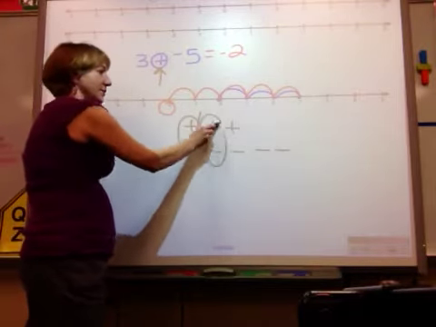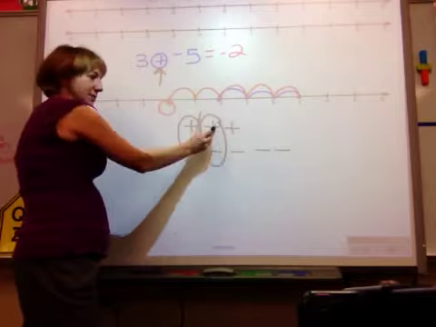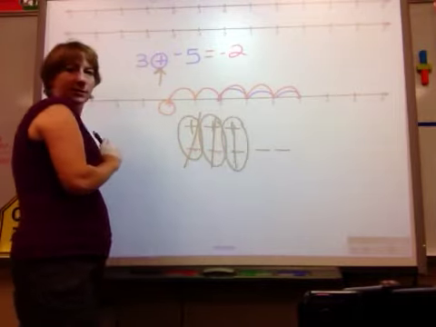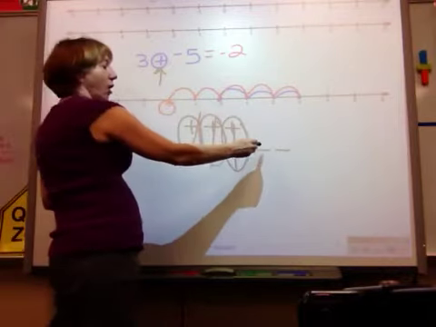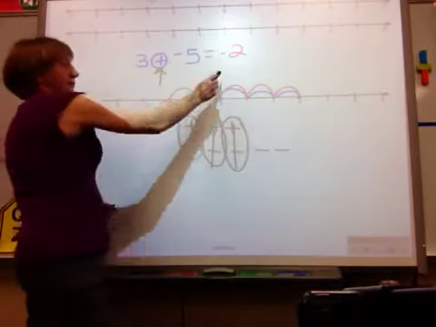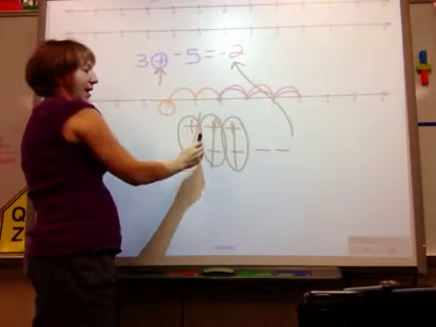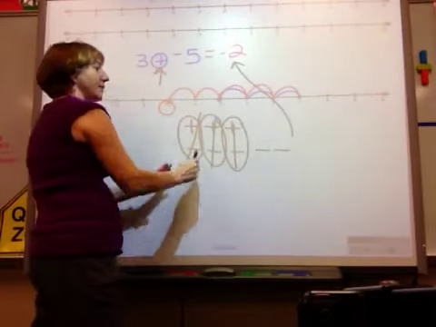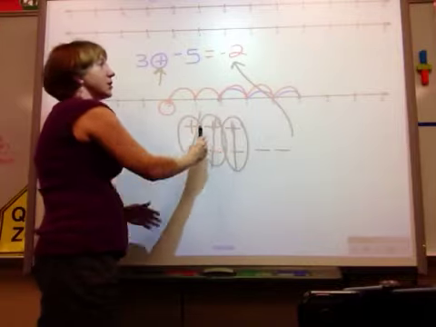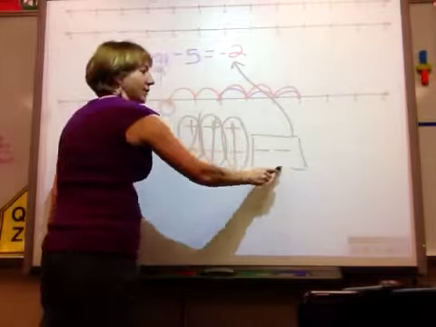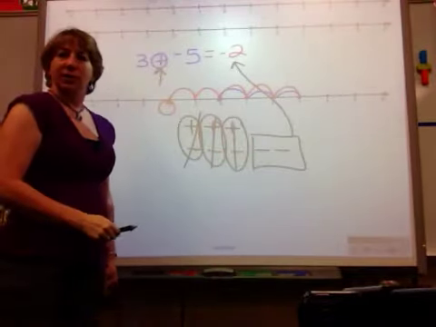Here's another positive negative pair. That's going to make a 0. Here's another positive negative pair. That's going to make a 0. What I have left over are 2 negative signs. Therefore, I get the same answer. 3 plus negative 5, cancel out your 0 pairs. What you have left is your answer, negative 2. So here's 2 negative signs left over for my answer of negative 2.